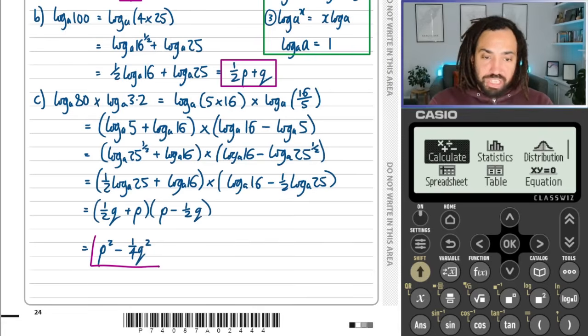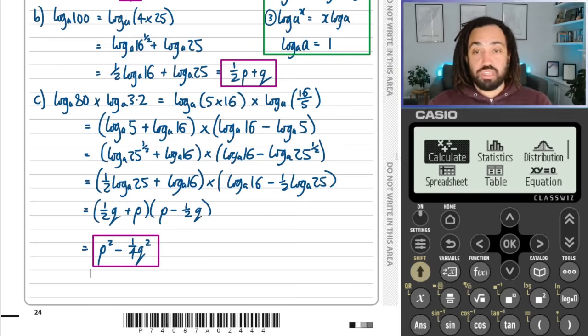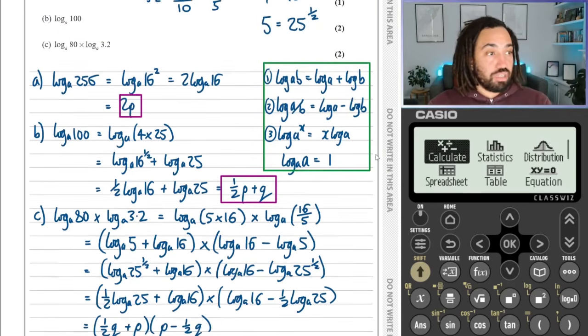Wow, I cannot believe that that is worth such few marks. I think that's a really tricky question. If you got that right, well done. Yeah, only 5 marks. Crazy. Okay.